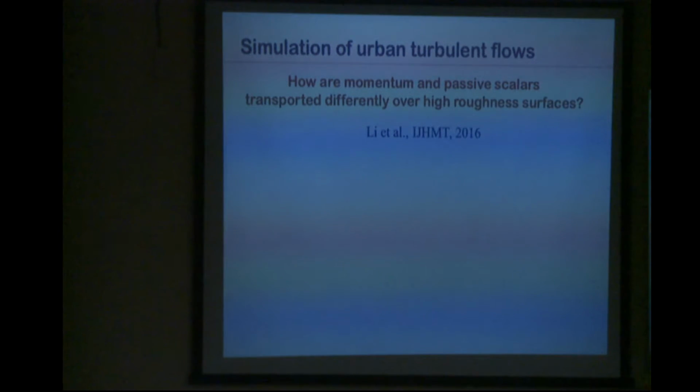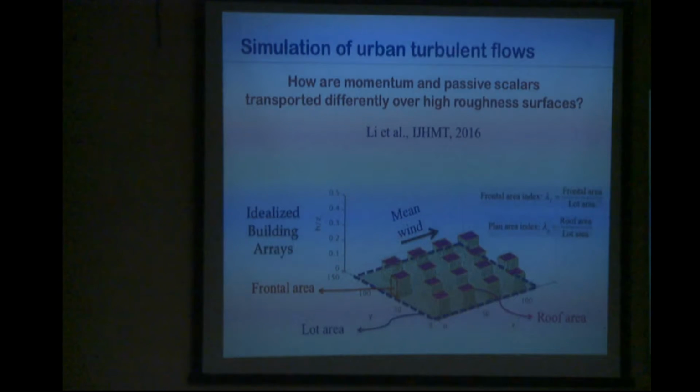in a reasonable shape. And now we can start asking questions such as how are momentum and passive scalar transported differently over high roughness surfaces. So to do that, we did a flow over a bunch of cubes. And again, you have the classic frontal area and planar area index. And now in LES, you can vary them. And I will not explain these because probably the crowd here is familiar with that.